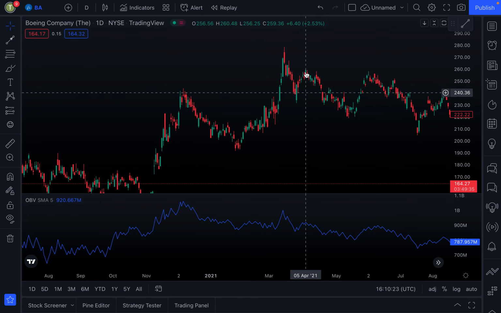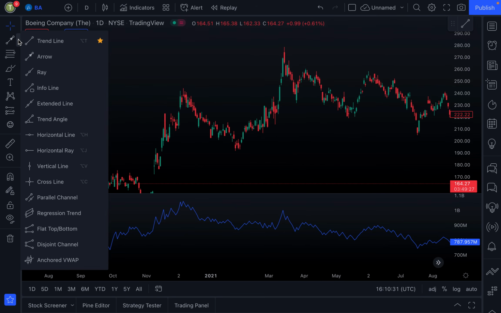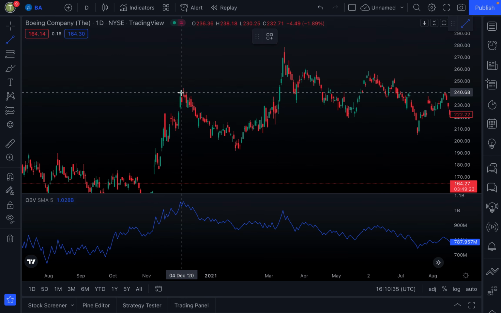So I'm going to actually use Boeing for this example right here. So I'm going to go to Boeing and I'm going to go back to December 7th, 2022. So let me go back to Trendline and I'm going to go back to December 7th, 2022, like I mentioned. So right here.